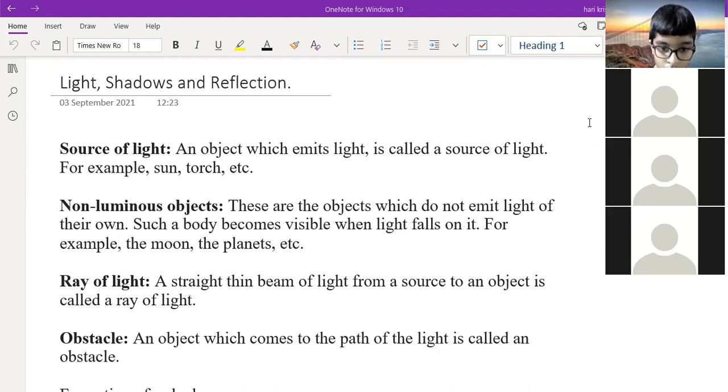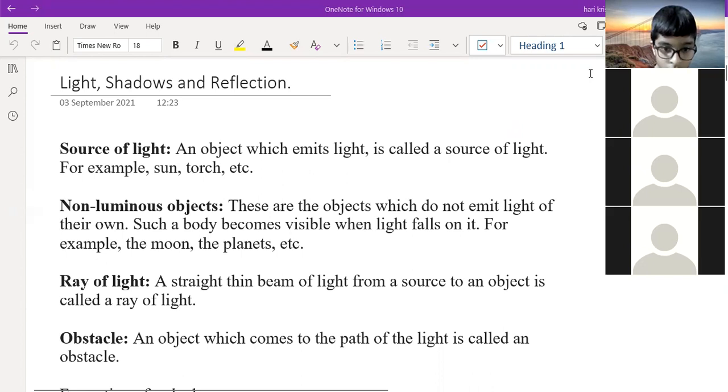We know the different sources of light. They are classified into two types: luminous objects and non-luminous objects. Luminous objects are those that produce light on their own. Non-luminous objects do not produce light on their own, but reflect the light from luminous objects. Examples of non-luminous: moon, planets. Luminous objects: sun, torch, stars. Okay, we have the introduction about light.